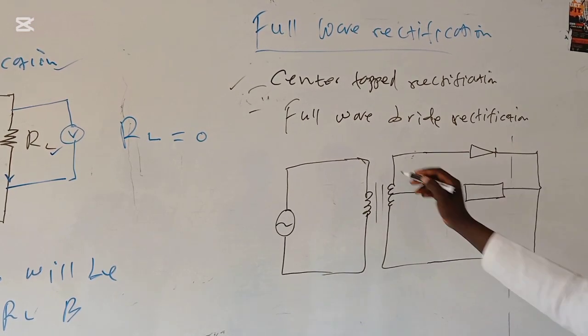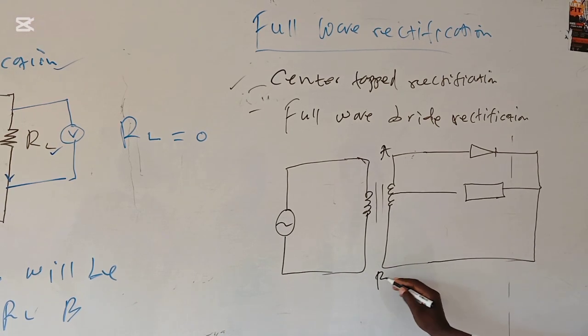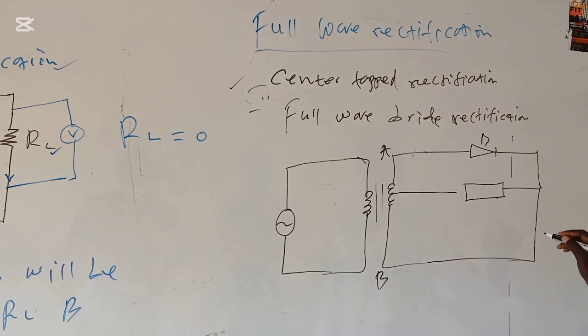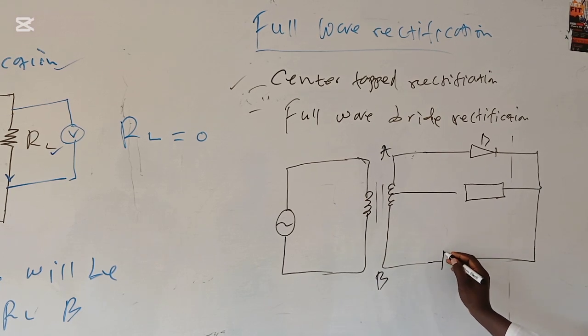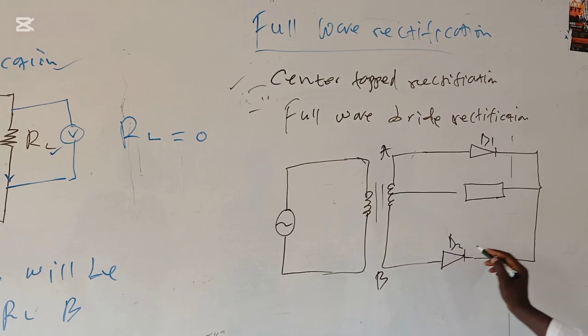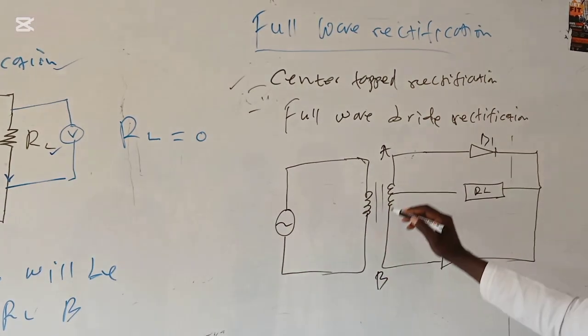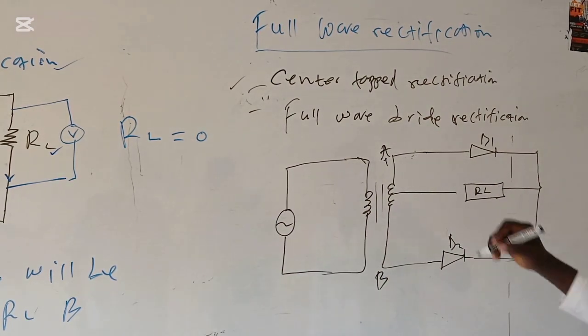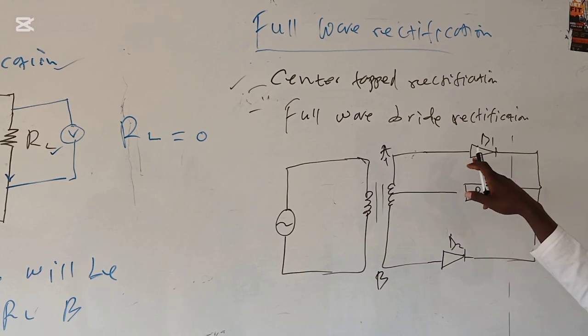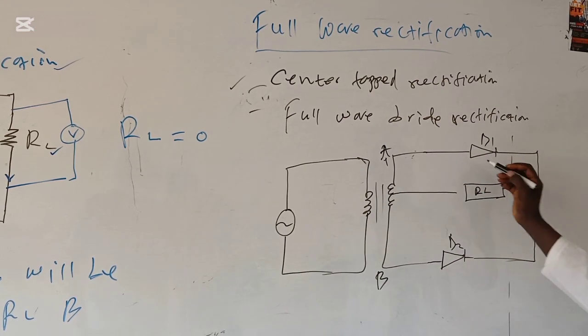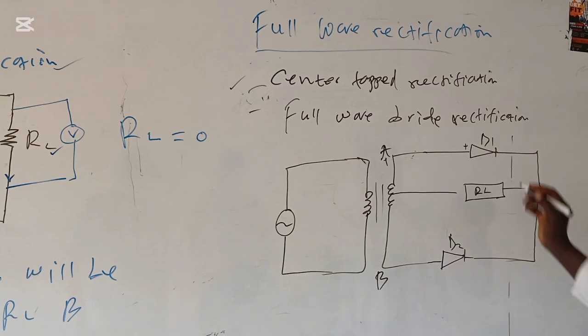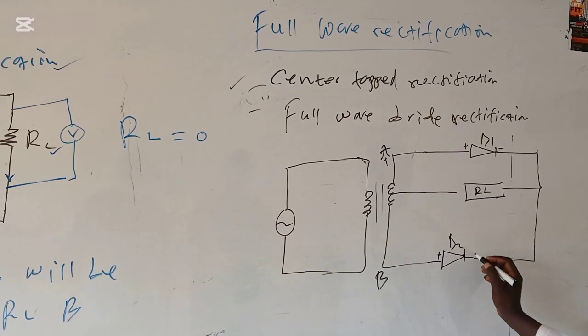Now, let us say this is point A and this is point B. This is our diode 1, our diode 2, and this is our load resistor. During the positive half cycle of the pulsating AC voltage, here becomes positive. We said previously that the positive terminal of the diode is the side without a bar. This is the positive side, and this is the negative side. Also here is the positive side, the negative side.